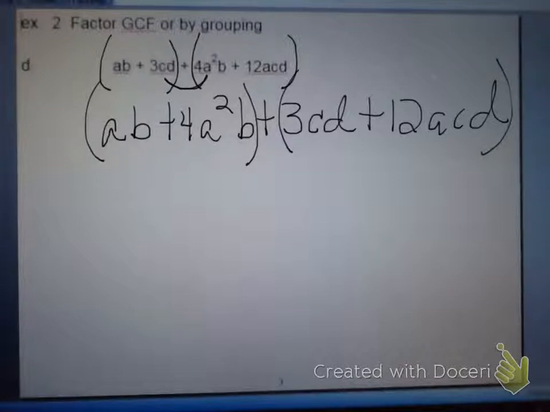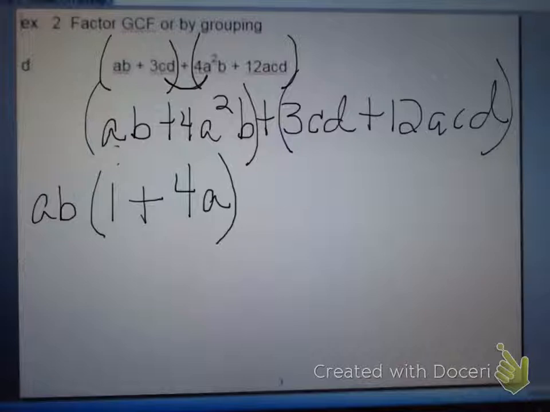My GCF is AB. Now AB goes into AB evenly, so if everything goes away, you have to put a 1. Plus, I don't have anything to divide the 4 with, so I have to bring it down. And A goes into A squared, A to the 1 power. And B goes into B evenly, so I don't put anything down. Close the parentheses, bring down the plus.